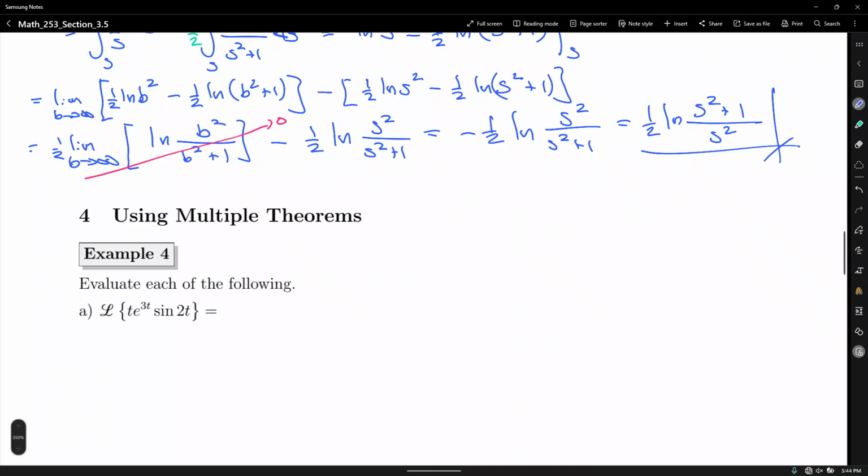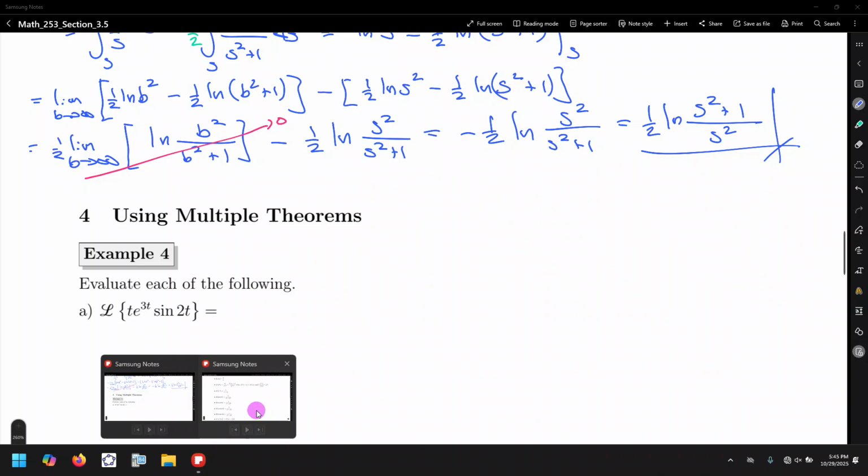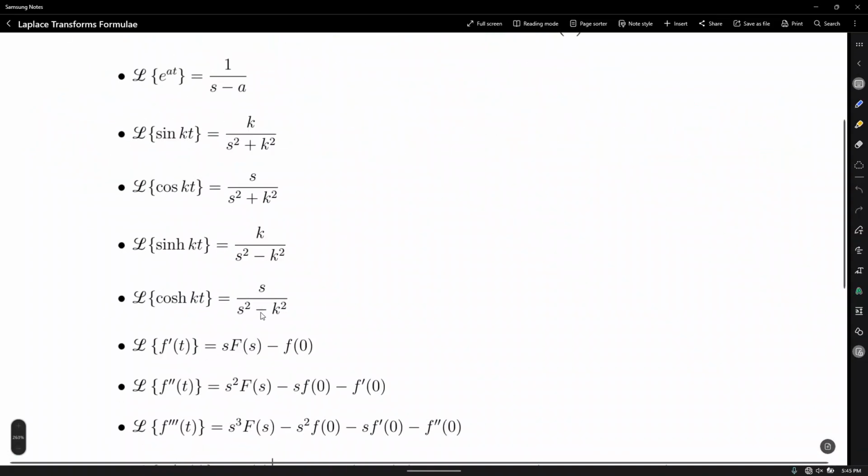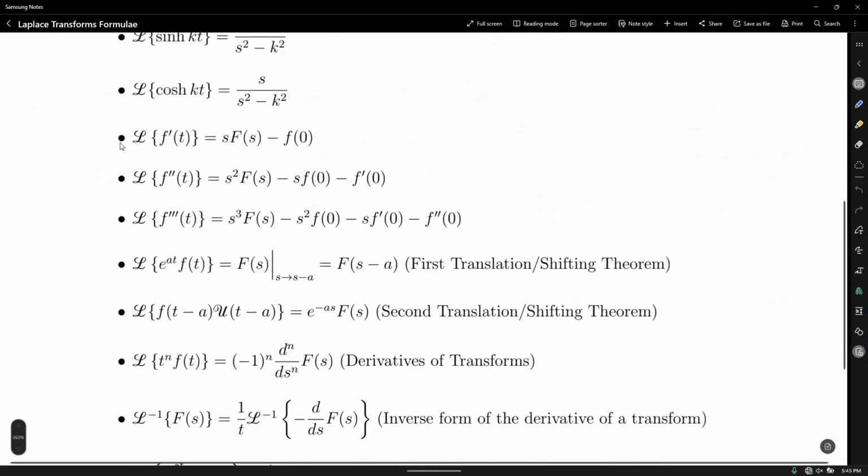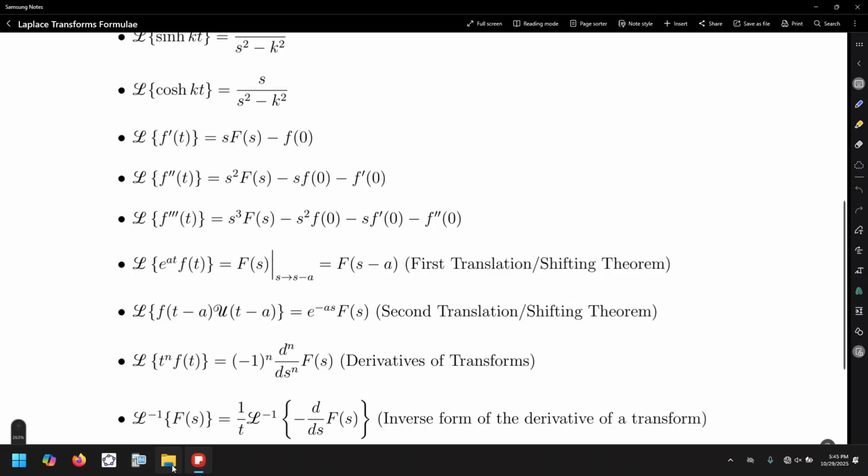Okay, so to begin with, one that comes to my mind, the minute you see an exponential factor, what does that make you think of? First translation theorem, right? Which is on your formula sheet. I should have numbered instead of bullets here. I'm going to update it to make it easier. Oh, this one right here: the Laplace transform of the function shifted s minus a units.